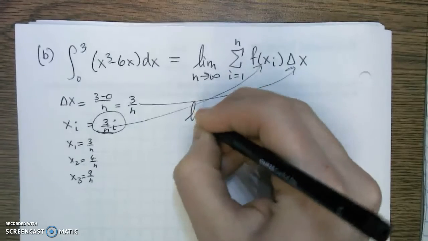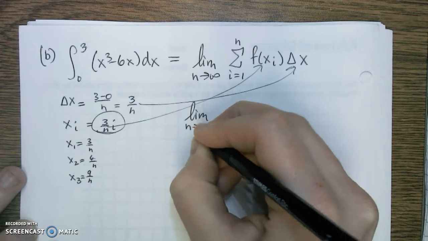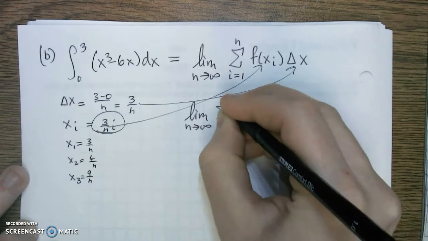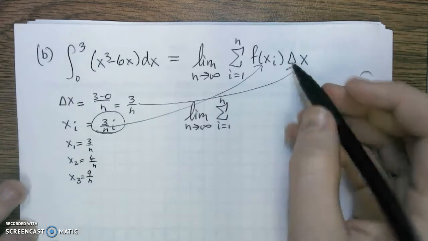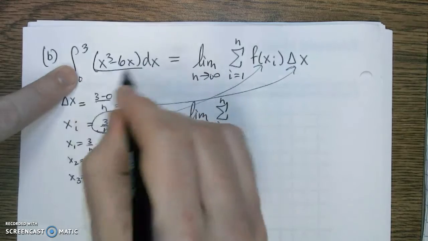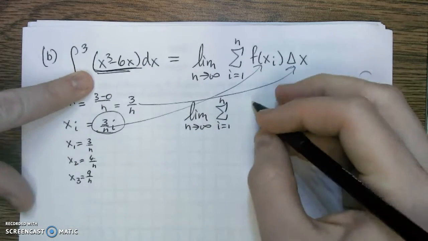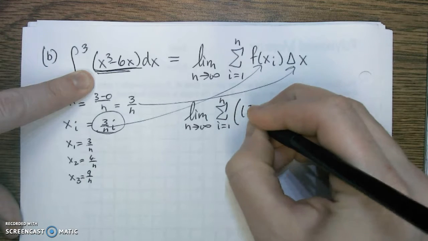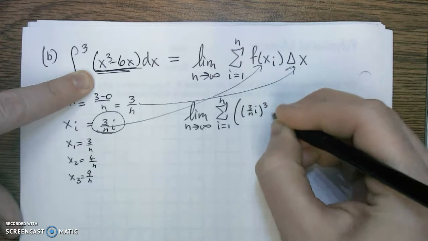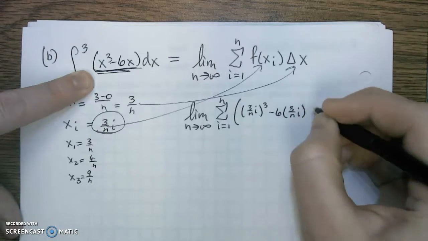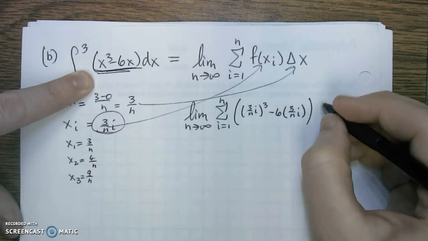So we're going to rewrite this as the limit as n approaches infinity of the summation 1 to n of, now my f of x sub i, this is f. So I'm going to plug x sub i into that. So I've got (3i over n) cubed minus 6 times 3i over n again, because that's the x value, and then delta x, 3 over n.